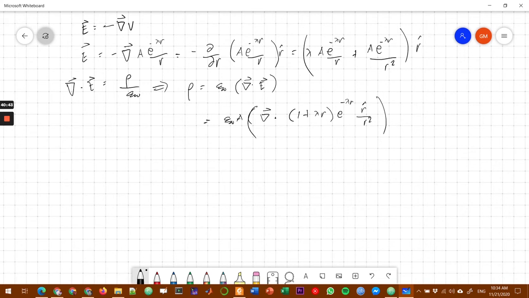So we have this form. Common to both is e to the negative lambda r over r squared. If you take out this e to the negative lambda r over r squared, then you get this one, 1 plus lambda r, as you can see in this equation. So we can now take the dot product in this case.